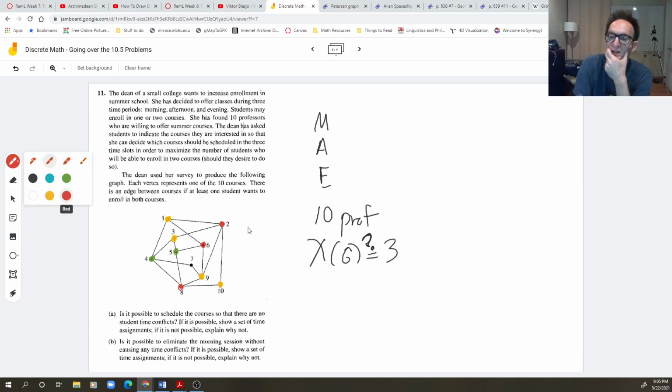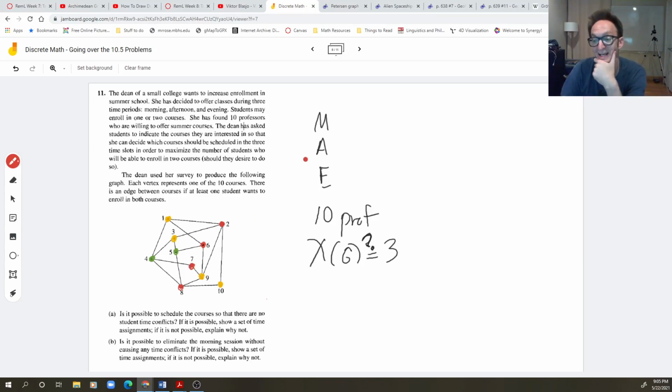Good thing my memory is bad. The answer is I'm done. So never mind, I did just properly color this graph. That's a proper coloring. So okay, congratulations, we did it. I should probably have read part B a little better, because it's coming back to me now. The answer to this part A, is it possible to schedule the courses so that there are no student time conflicts? Yes!